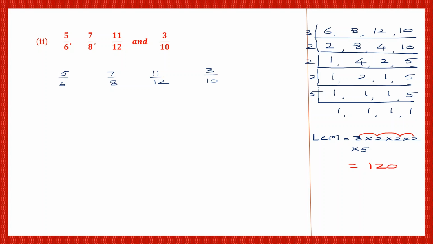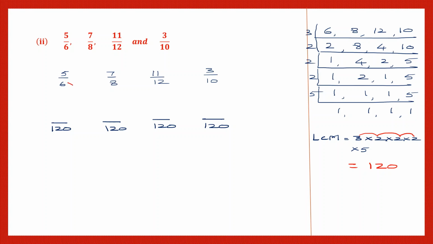So 120 is going to be our denominator for all these fractions. So let's write that down. 120 for all fractions. The denominators have now become equal. 120 and here also 120. Okay, so now all denominators have become 120.